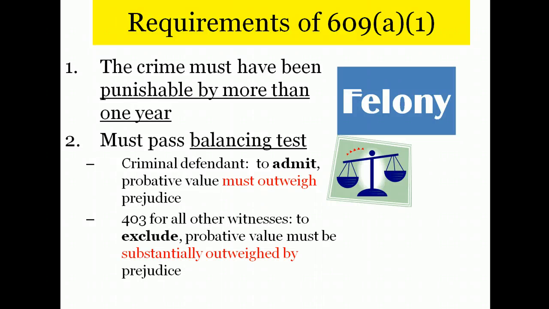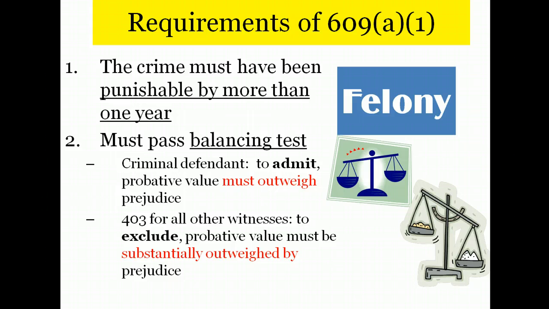For all other witnesses, we use normal 403 balancing. Okay, so the 403 balancing is geared in favor of admission of a prior conviction for impeachment purposes. The probative value must be substantially outweighed by the risk of prejudice.